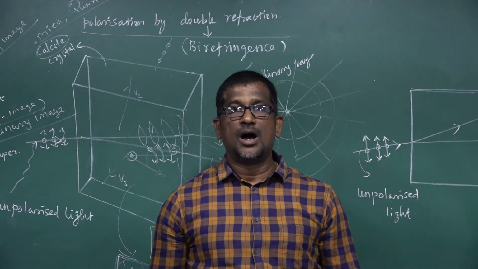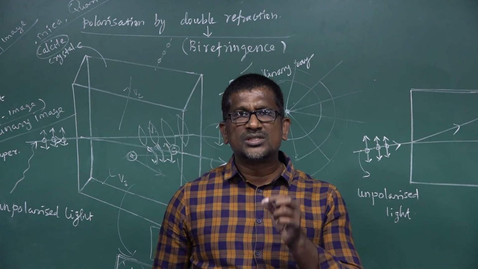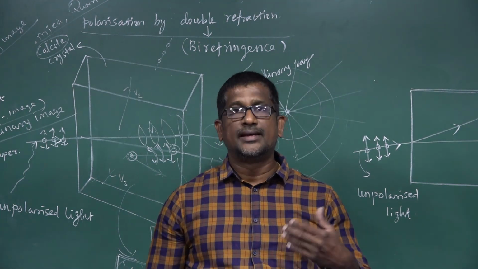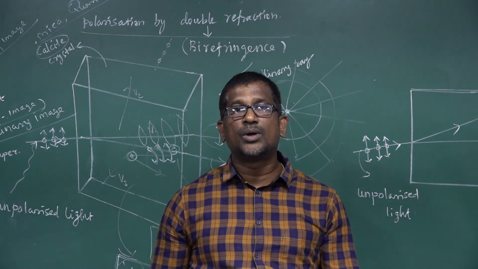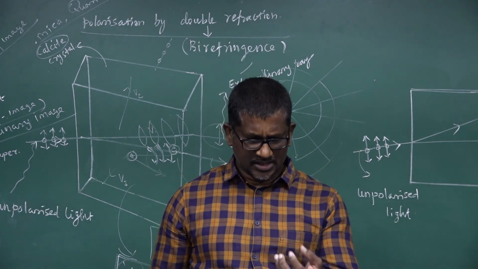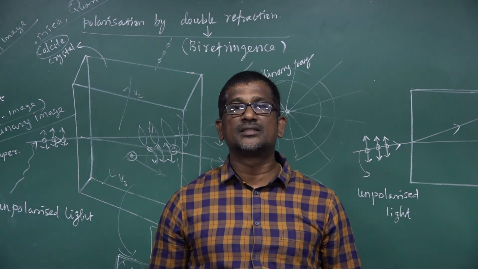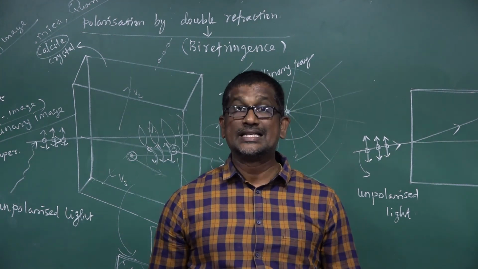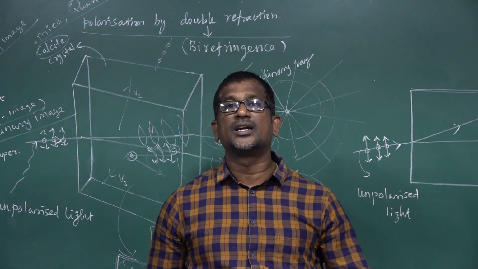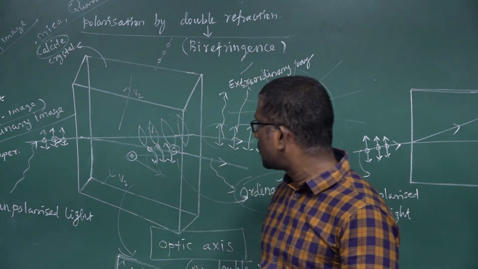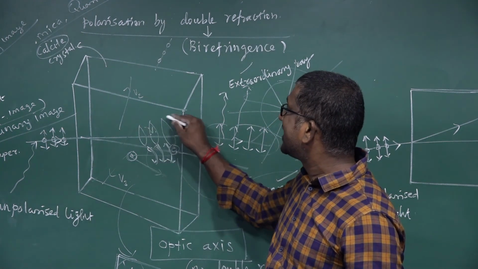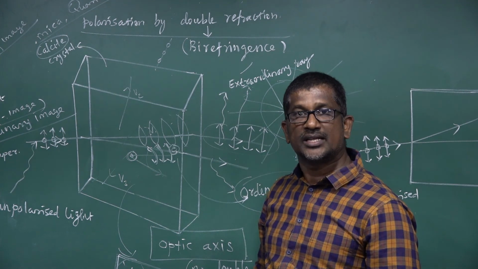The ordinary ray travels with the same velocity in all directions inside the double refracting crystal. But the extraordinary ray travels with different velocities in different directions, right? A point source inside the double refracting crystal produces a spherical wavefront corresponding to the ordinary ray, and an elliptical wavefront corresponding to the extraordinary ray. In the case of the ordinary ray, a spherical wavefront is produced. But for the extraordinary ray, an elliptical wavefront is produced.